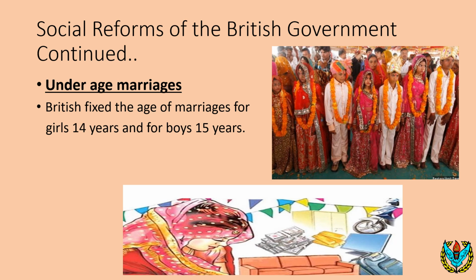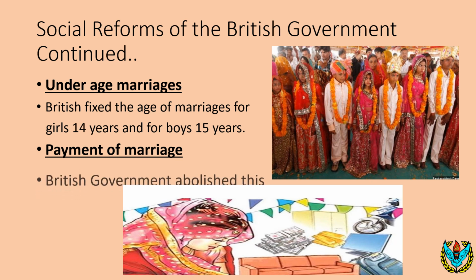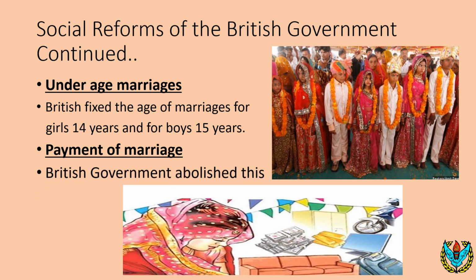Fourth major reform was payment of marriage. In common language, we call it dowry. It was the tradition of India for the parents of girls to pay a fixed amount, gold or household things to boys on the occasion of marriage. These practices created unrest, prolonged quarrels, and other problems in Indian society, as the parents were worried about their daughters. The British government abolished this cruel and inhuman tradition.